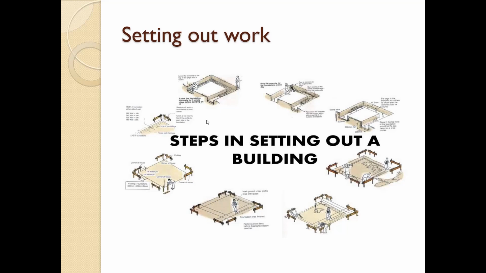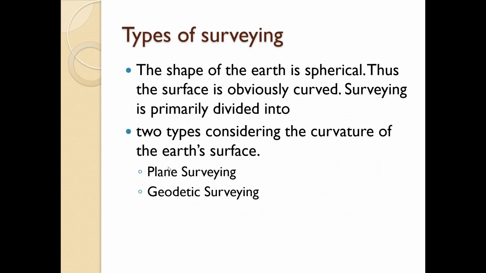And this is the setting out work, that is, here we are setting out the building. So what is setting out the building? We have to fix the position of the columns, because while starting any building work, we need to start with the foundation, and for the foundation the excavation is needed. To finalize where to excavate, the column position has to be set up on the site. So this is called setting out work. Now the types of survey.